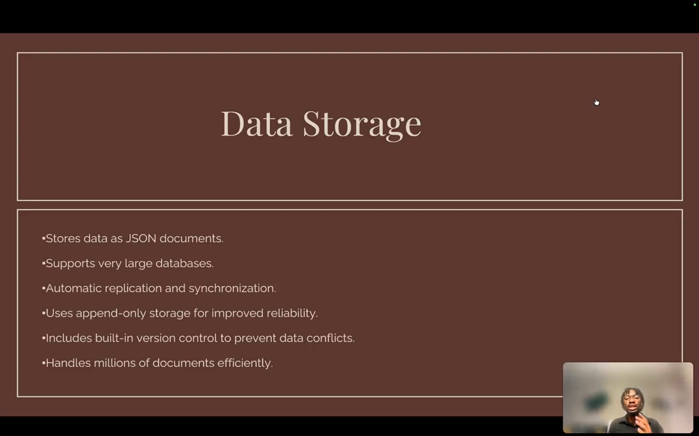Next, let's go to the data storage. So first, it stores data as JSON documents. It supports very large databases, which is good because some businesses may need smaller ones, some may need bigger ones. So with it having such a large max capacity, it allows for the bigger businesses to be able to switch to Couch if they need it. It has automatic replication and synchronization. It uses append-only storage for improved reliability. It includes built-in version control to prevent data conflicts, and it handles millions of documents efficiently.